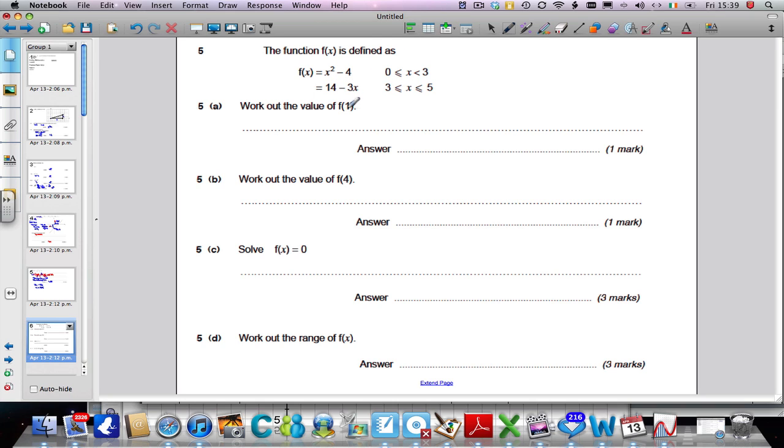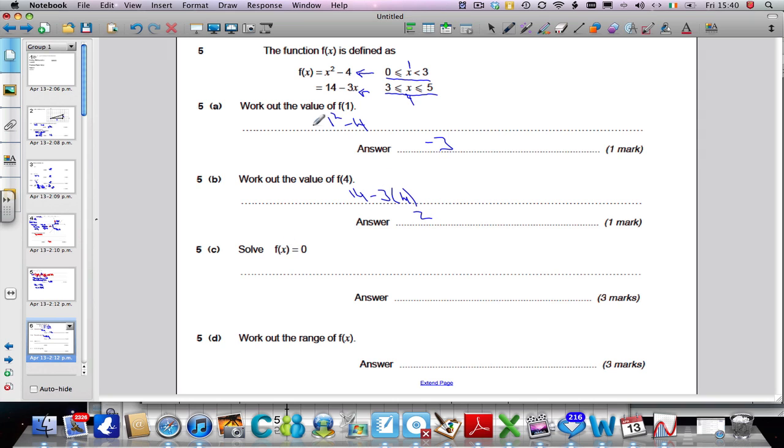So I've got to work out the value of f of 1. Well, 1 is in this domain here, so I'm going to use this part of the function. So we do 1 squared minus 4. 1 squared is 1. 1 take away 4 gives us negative 3. The value of f of 4. 4 is in this domain, so I'm going to use this function here. So substituting 4 in, we get 14 minus 3 times 4. 3 times 4 is 12. 14 take away 12 is 2.